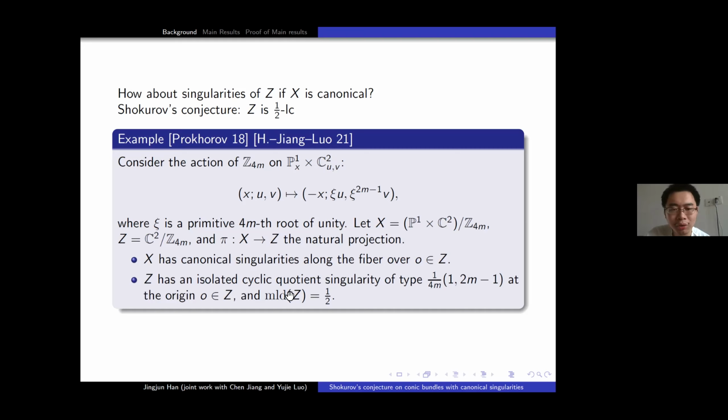In order to show the MLD is equal to 1/2, we need to use some results from toric geometry. By Ambro's results, we can show that the MLD is equal to 1/2. So from this example, you can see that if X is only assumed to be canonical, then it is possible that the MLD of Z is equal to 1/2.